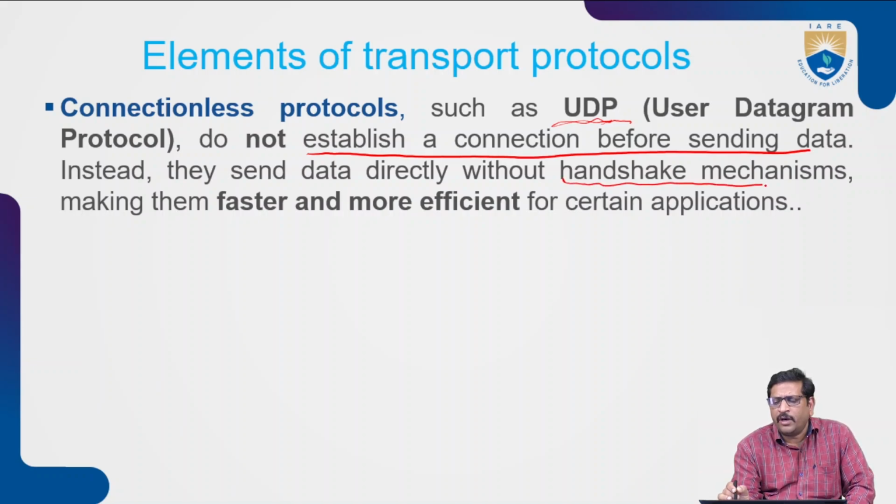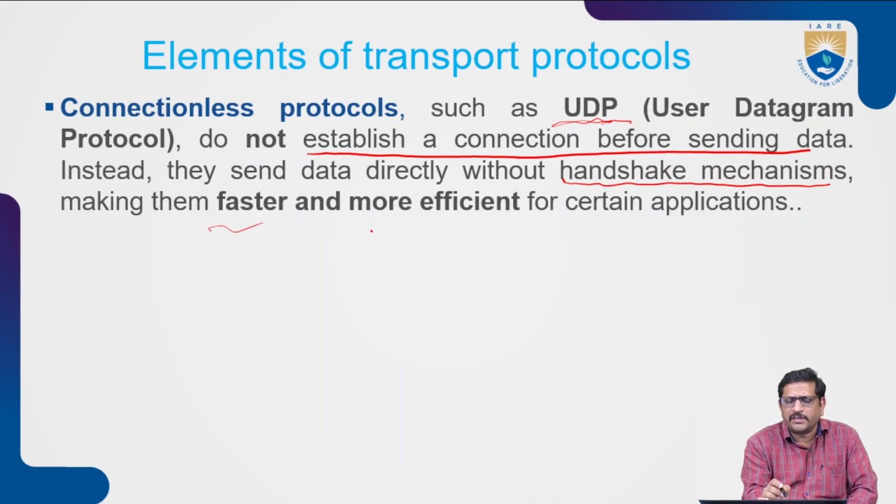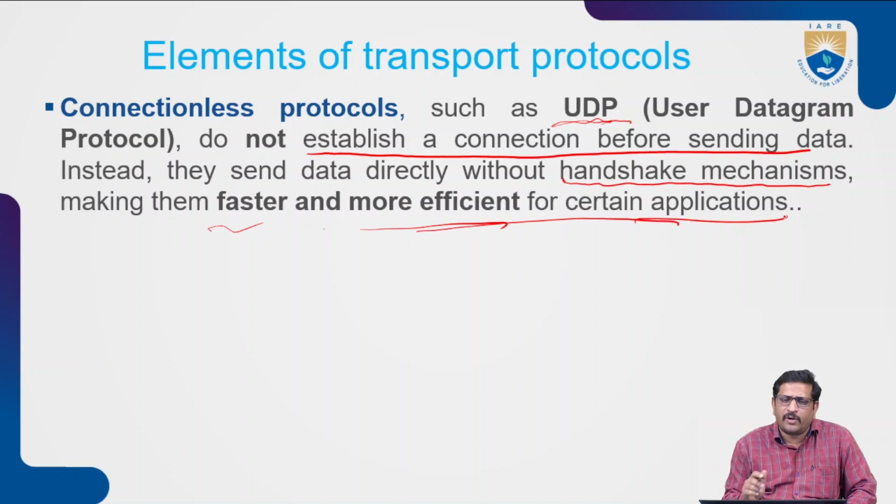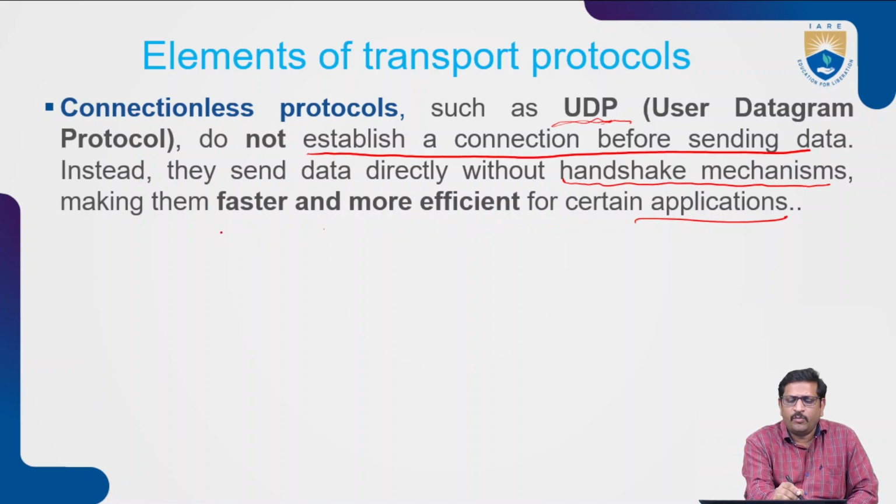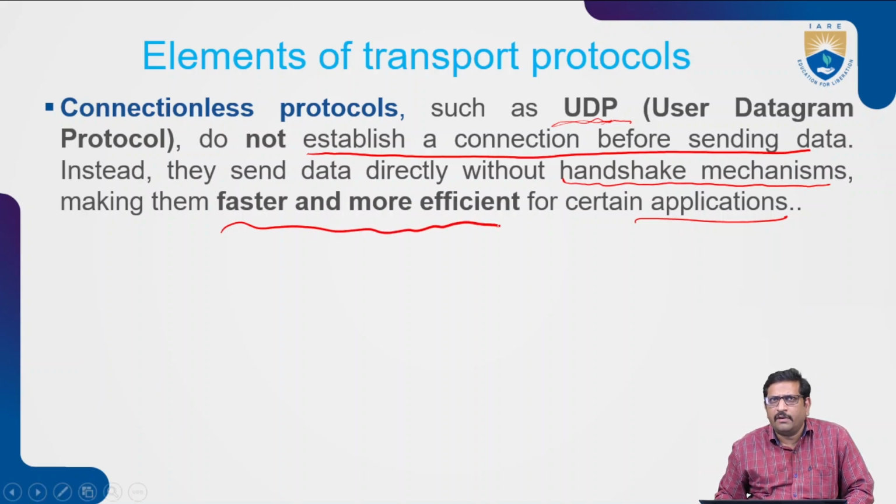But TCP uses connection-oriented communication for sending the data, and by using this handshake mechanism the data can be transferred from the sender machine to the receiver machine. But compared with connection-oriented services, UDP is much faster and more efficient for certain applications, while TCP is more reliable. So that is the connectionless protocol.